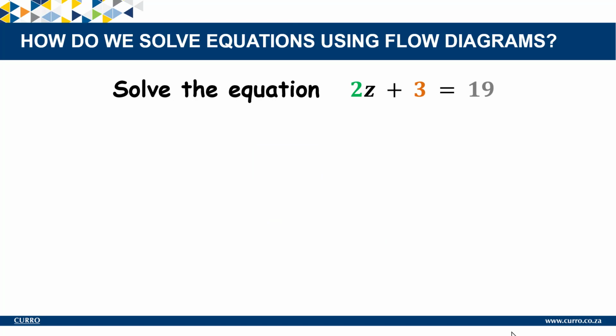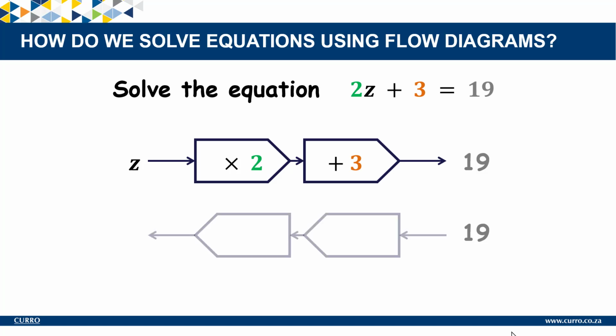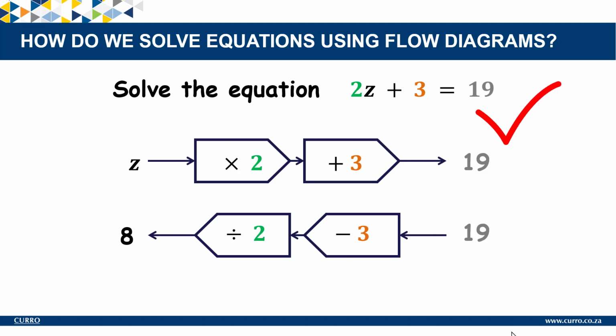What about this one? z must first be multiplied by 2. Make sure of the order of operations. Then we have to add 3, and that is 19. Now, if we do the inverse, we have to do first what we did last when we evaluated the expression. So we first have to undo by subtracting 3, and then we divide by 2, and that is 8. Let's check our solution. Is 2 times 8 plus 3 equal to 19? Yes, so we solved the equation.